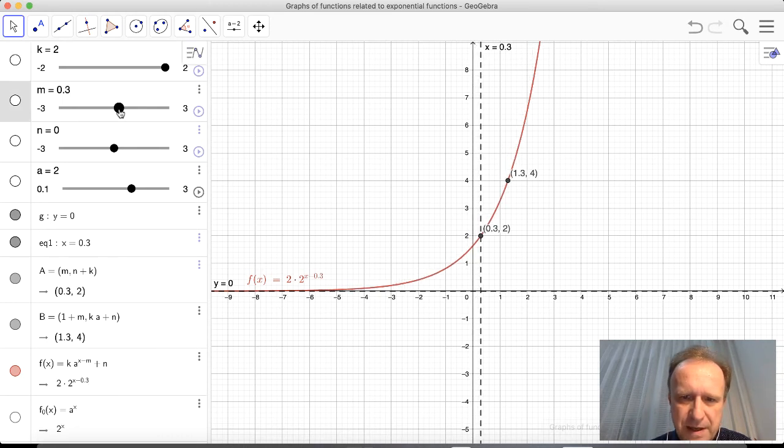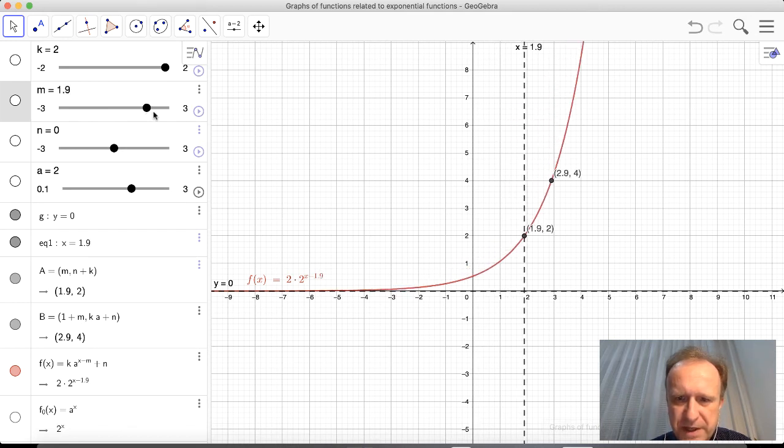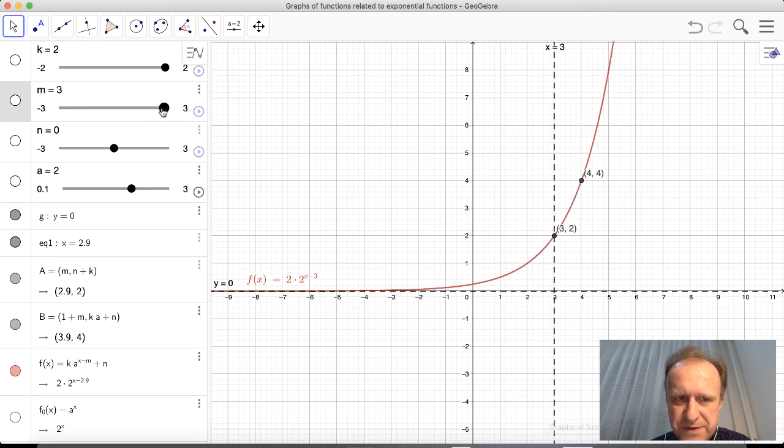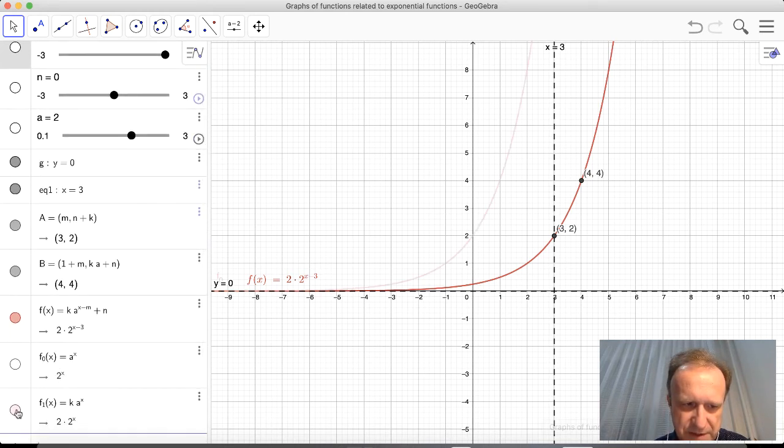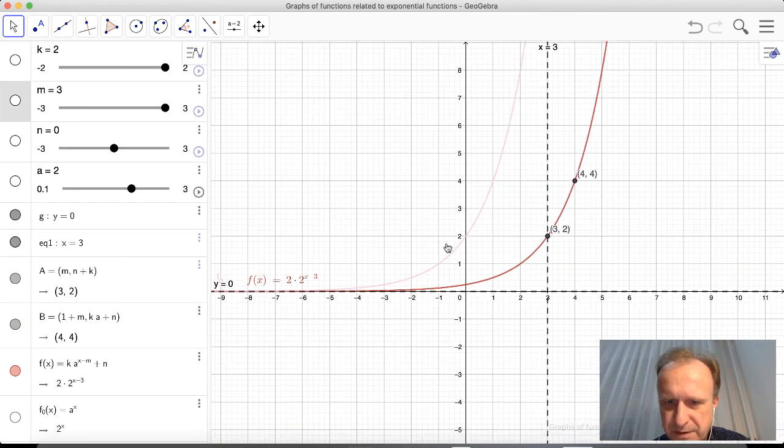If I increase m, what you see, the entire graph is translated to the right, and it's translated by a distance equal to this parameter m. So for instance, this point had the original position here. If you want to see the original curve, we can do that. I will just make this visible. Here is the original curve. You see it here in this shade of red. And this point 3, 2 had the original position here.